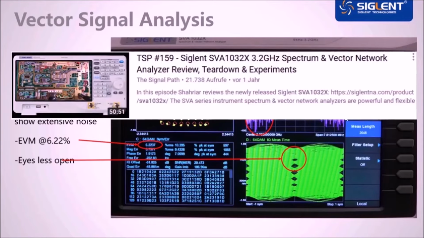If you're interested in this topic, please have a look at the corresponding YouTube video from The Signal Path. It not only shows a few wonderful example measurements, but also a teardown of our SVA, and it also explains how it works in time.